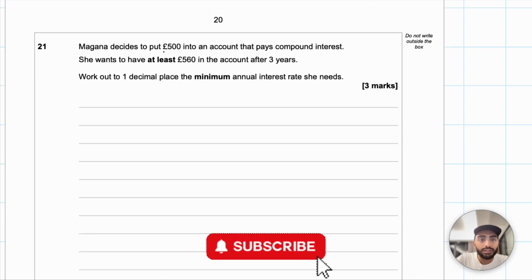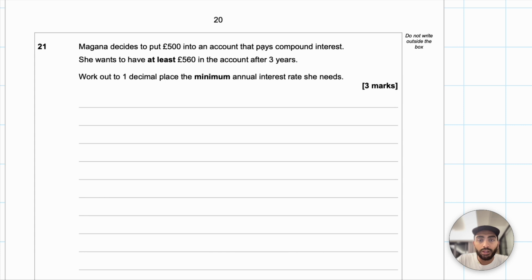Question 21. Morgana decides to put £500 into an account that pays compound interest. This just means that the interest will accrue on the previous interest earned. She wants to have at least £560 in the account after 3 years. Work out to one decimal place the minimum annual interest she needs.